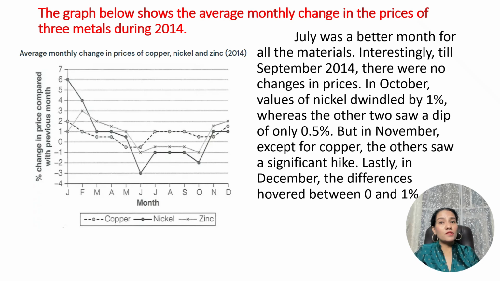Interestingly, till September 2014, there were no changes in prices. In October, values of nickel dwindled by 1%, whereas the other two saw a dip of only 0.5%. But in November, except for copper, the others saw a significant hike. Lastly, in December, the differences hovered between 0 and 1%.